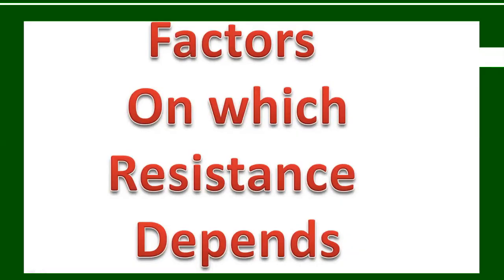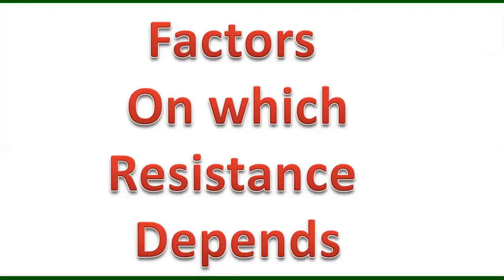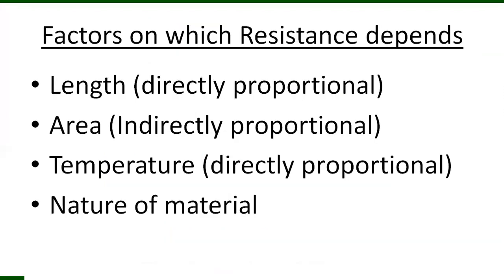So let us accumulate whatever we have understood about resistance. Resistance depends on length, area, and temperature. Resistance depends on length, that we have seen, it is directly proportional. Area, inversely proportional, that we also saw. Temperature, just a while ago we saw that it is directly proportional. Now the fourth point, nature of material. Resistance depends on this also, and we will discuss it.